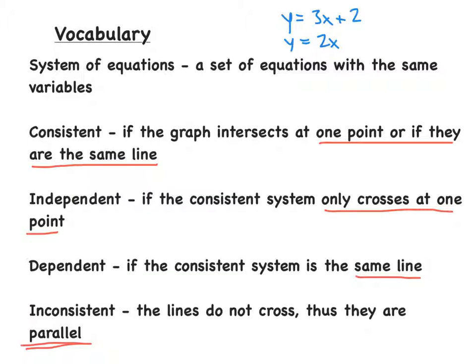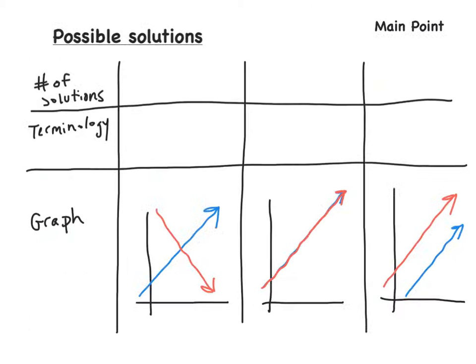So right now, just write down all five of these vocabulary words, and now we're going to go over them a little bit further. What I want you to do is to make this chart in your notes. There are different possible solutions when it comes to graphing systems of equations. Now we have this graph. We have one positive equation and one negative equation. When it comes to the number of solutions, that means how many times does it cross on the coordinate plane? Since it only crosses one time, there's only one solution.